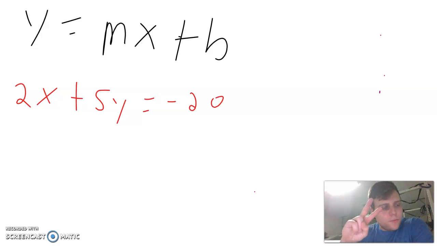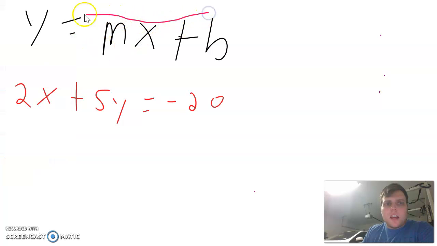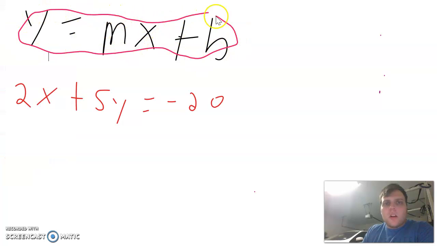All right, part two. We're looking at question 4A. Before we dive into all of it, notice that up top where it says y equals mx plus b, this is what they want it to end up in. But look at the question, the equation they give you: 2x plus 5y equals negative 20. It's not in the correct format yet.